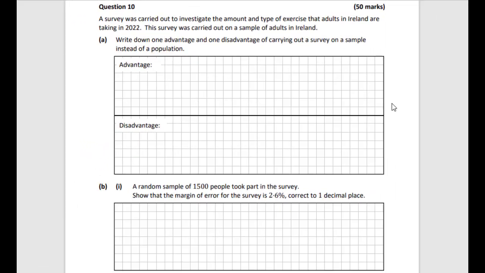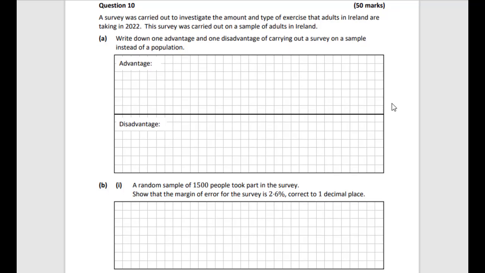A survey was carried out to investigate the amount and type of exercise that adults in Ireland are taking in 2022. This survey was carried out on a sample of adults in Ireland. Write down one advantage and one disadvantage of carrying out a survey on a sample instead of a population. Okay, so we can say that it's going to be cheaper.